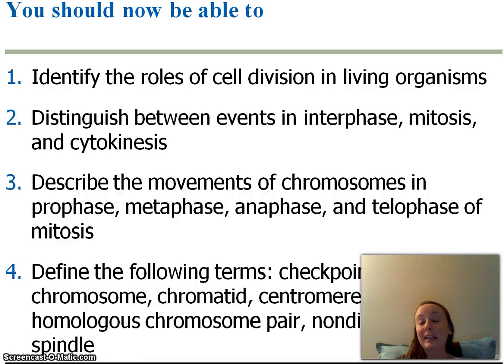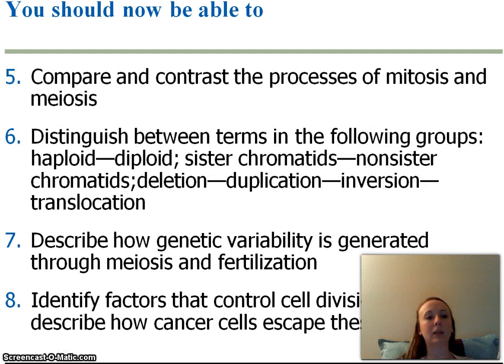So now that we've reached the end of chapter 8, there's some things that you should be able to do. Make sure you can identify the roles of cell division in living organisms. You need to be able to distinguish between the events in interphase, mitosis, and cytokinesis. Describe the movements of chromosomes in all those stages. Define the following terms, which there are a lot of those C terms that you have to make sure that you do not confuse.